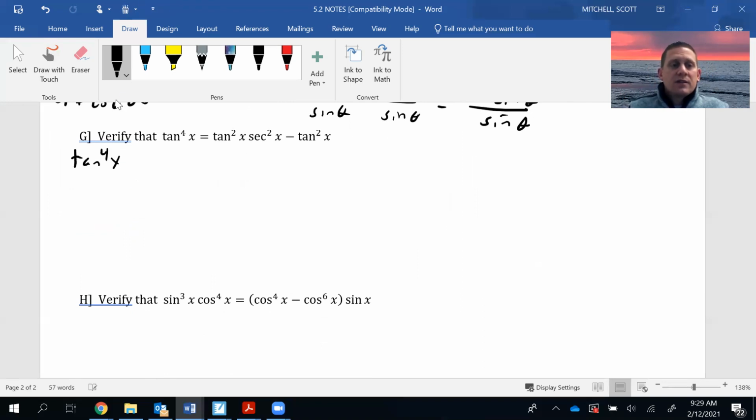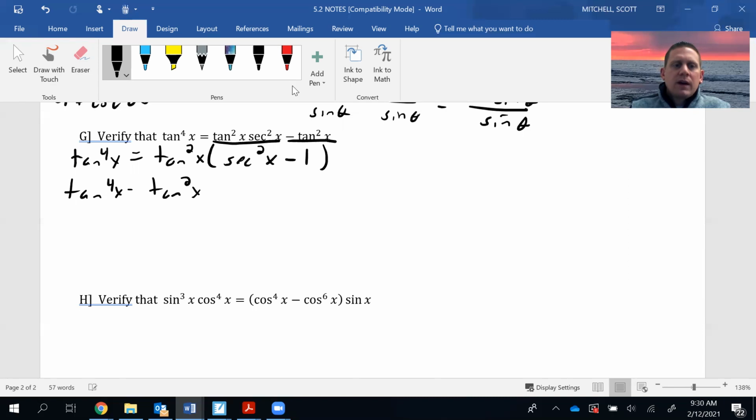So our answer is going to be tangent to the fourth. When I look at this, I see a tangent squared and a tangent squared. Why don't I try to factor that out? What do I have left? I'm going to have a secant squared minus 1. Remember, when you factor something out, it doesn't become a 0 if nothing's there. There's a 1. If you distribute back through, you get what you started with.